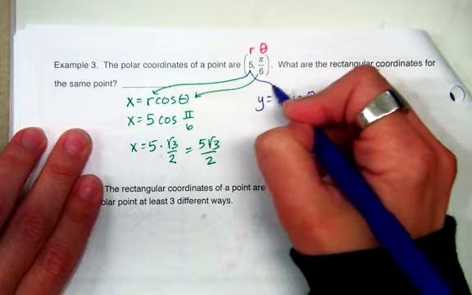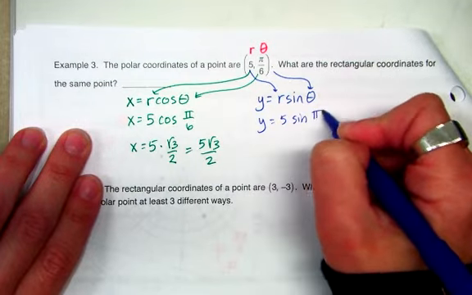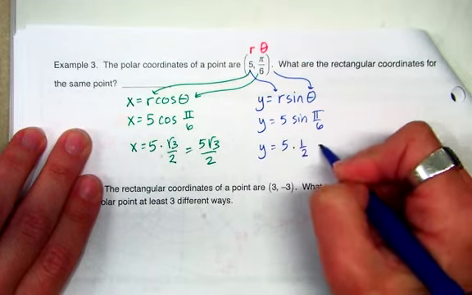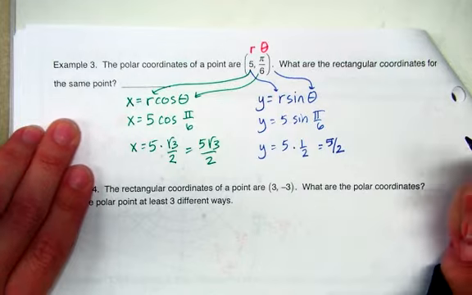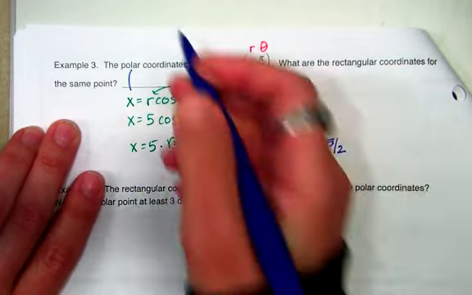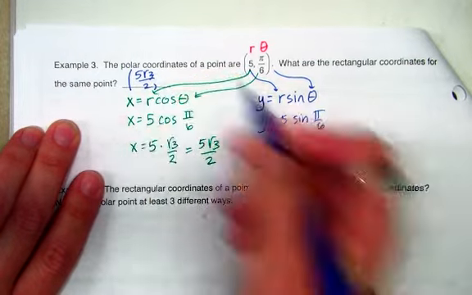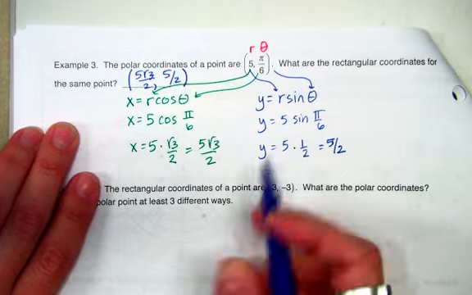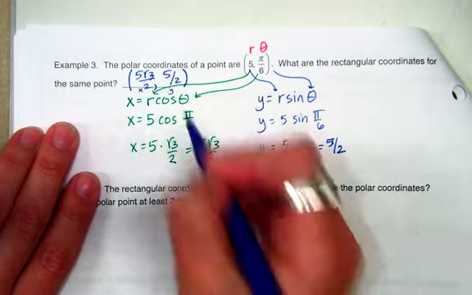So again, I plug in those two values, and I get 5 times the sine of pi over 6. Sine of pi over 6 we know is 1/2, so y just equals 5/2. And the way I write that is in a coordinate, because it's x comma y, so I literally write it as an ordered pair, 5 root 3 over 2, and then 5/2. And that's my coordinate. So I've now gone from polar to rectangular. This is my x and my y.